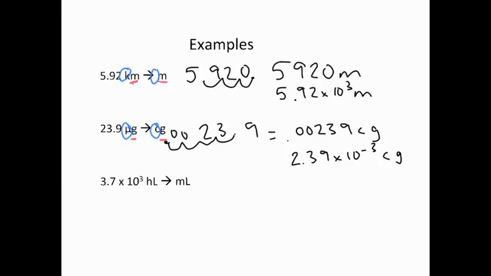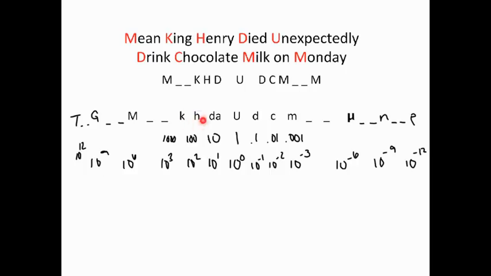All right, finally, let's take a look at an example where you're looking at scientific notation. Notice scientific notation already has the factor of 10 as part of the number. That actually will make our lives a little easier, as you'll see in this example. We're going from hectoliters to milliliters because L is the common unit. So starting in hecto and going to milli, let's take a look at my Mean King Henry. Hecto is right here, and milli is right here. And so I'm going to go 1, 2, 3, 4, 5 places. Remember, every place that I move is a factor of 10.